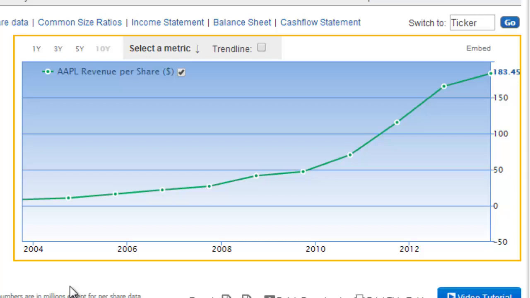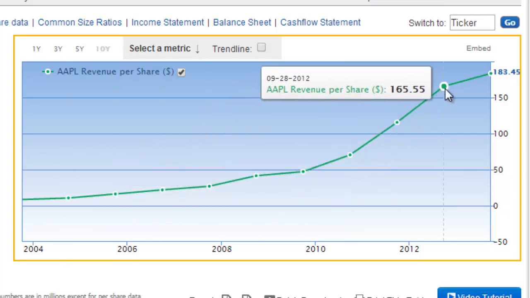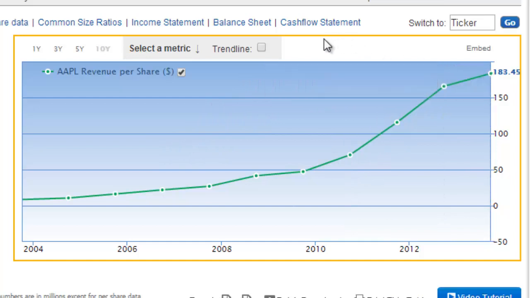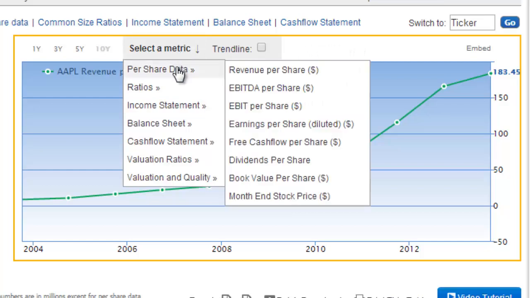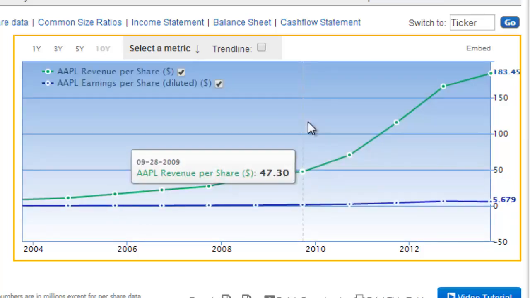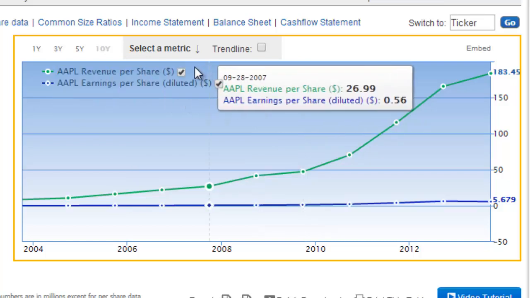Initially, the chart shows you how the revenue per share developed over time. You preferably look for a stable or increasing revenue per share over time. However, even companies with shrinking revenue could be growing their earnings by becoming more cost efficient or by increasing their profit margins. So let's look at how the earnings per share developed over time. Click on Select a Metric, then Per Share Data, and finally Earnings per Share Diluted. Now, both revenue per share and earnings per share are shown in the chart. To get a better view, remove revenue per share from the chart by unchecking it.